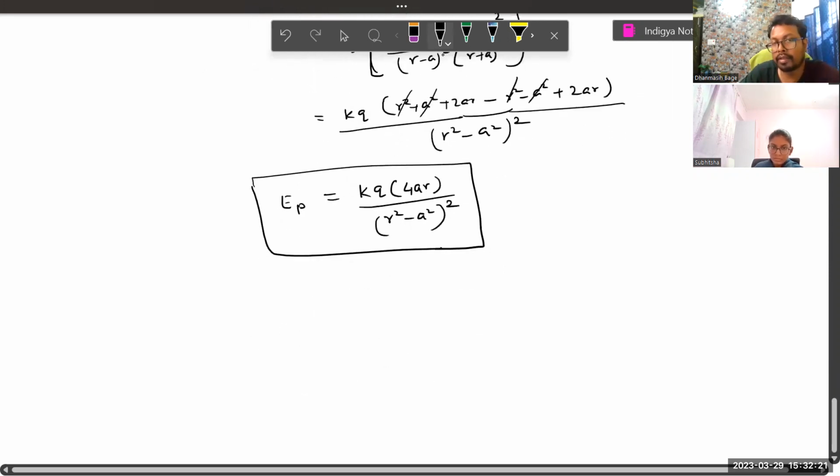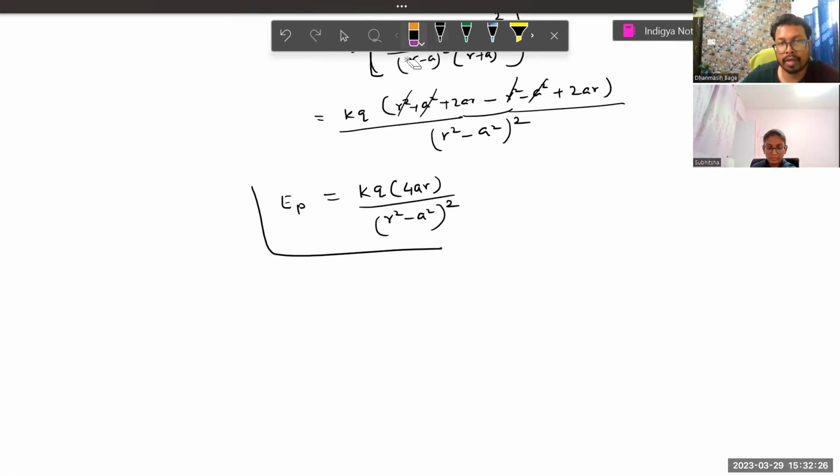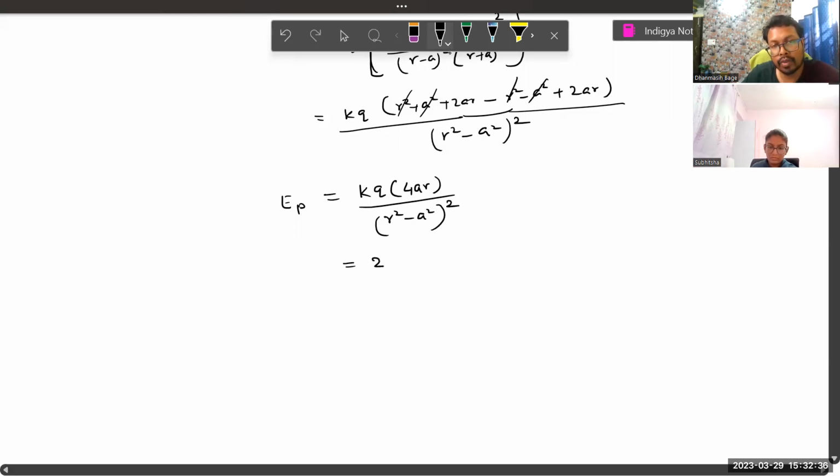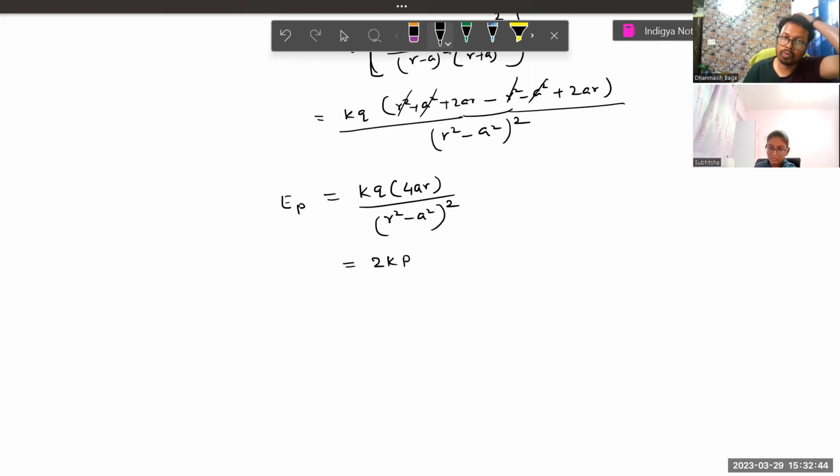But the job is yet not done. What we are going to do, let's not mark it here. Can we write it 2KP, 2R divided by R square minus A square to the power 4. This is EP.